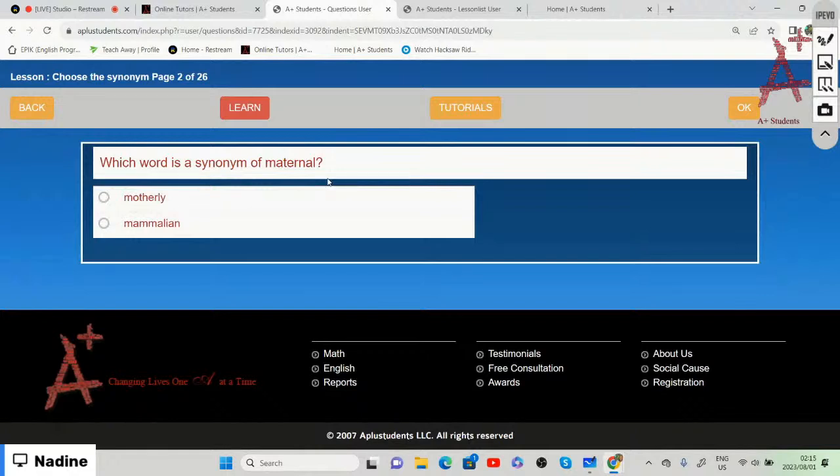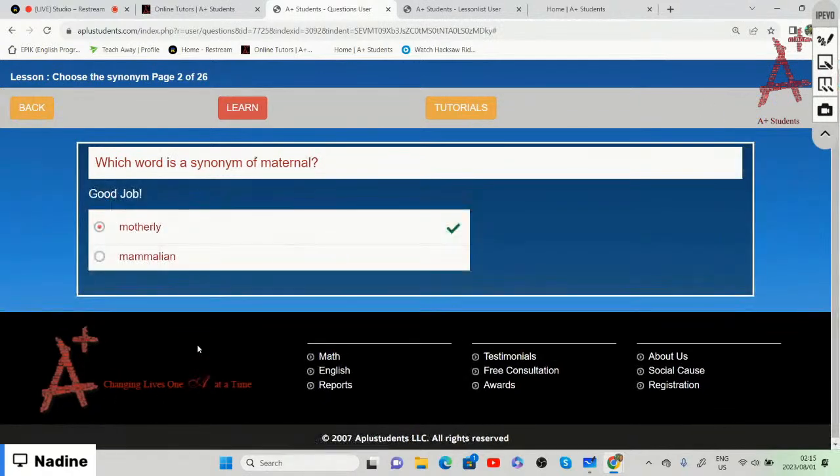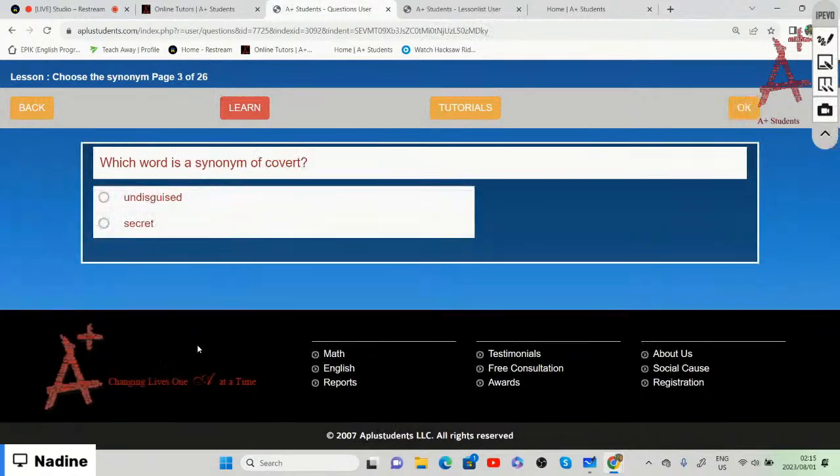Which word is a synonym of maternal? Is maternal motherly or is maternal mammalian? Let's go with motherly, right? Because usually maternal refers to motherly.